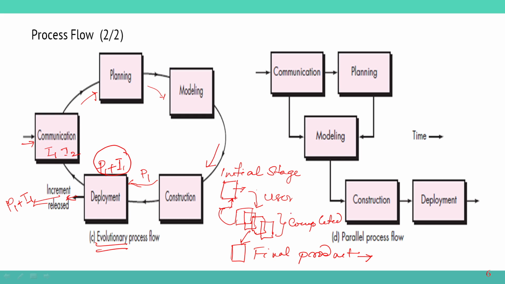Now the next one is the parallel process. Parallel process means so many things can happen simultaneously except construction and deployment. See, except construction and deployment, because once you finalize the model, only then the construction will happen. So parallel things will happen between the communication, planning and modeling phases. All these things will happen together, and your construction and deployment will be on a sequential model. So this is the parallel process flow.